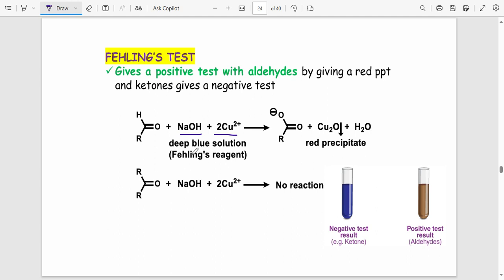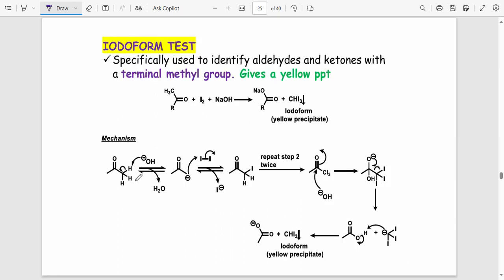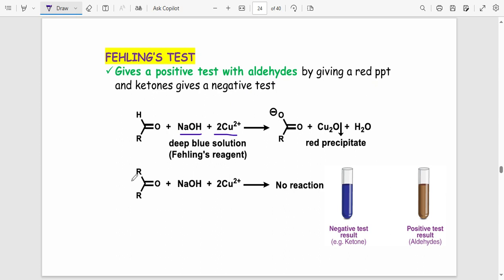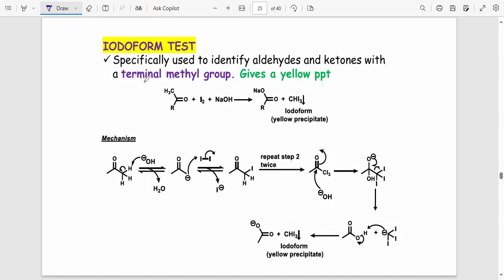Yes, as at now, just know that. But I'll see if it's necessary. It's not necessary for the mechanisms. I've included also the mechanisms, but it's not that necessary. The last test is the iodoform test. But just look at the mechanism, just look at how they are going, all right?